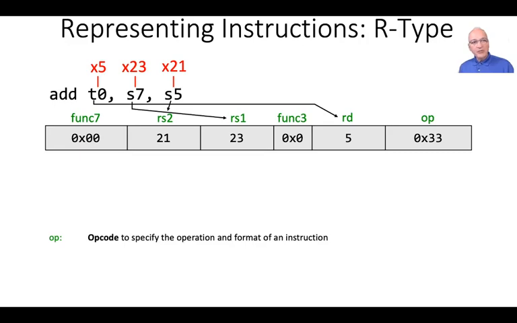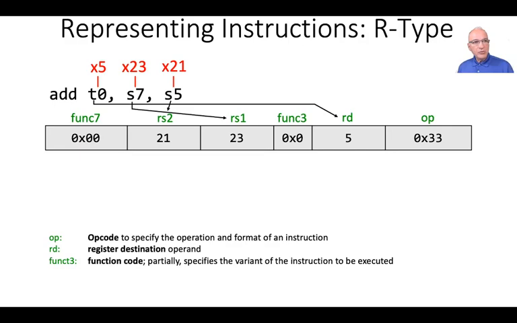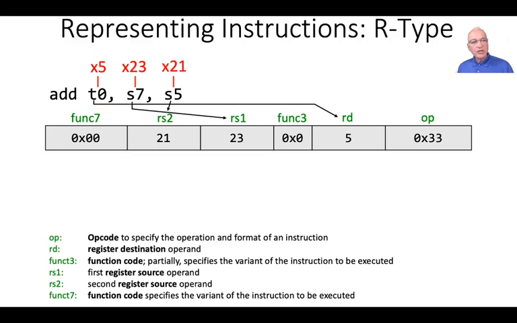So the bit fields for this instruction format, the R-type format, include the opcode. The opcode is used to specify the operation and the format of an instruction. And we're going to look at the number of bits for each one of those fields in a minute. Then we have the destination register operand. We have a function 3 code that partially specifies a variant of the instruction to be executed. We have the first register source, and we have the second register source operand. And then we have the function 7 code. It's a function code that specifies the variant of the instruction to be executed.